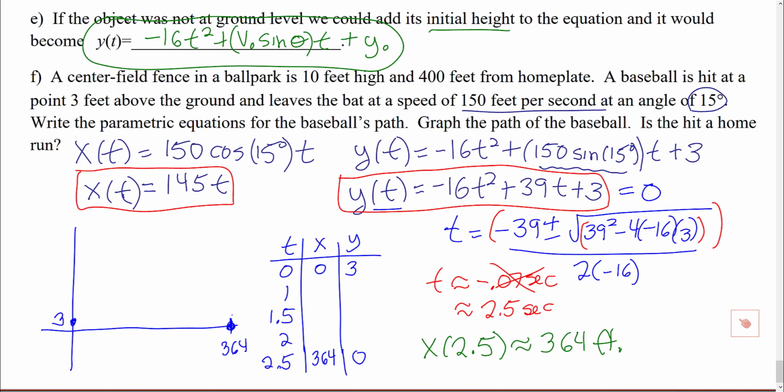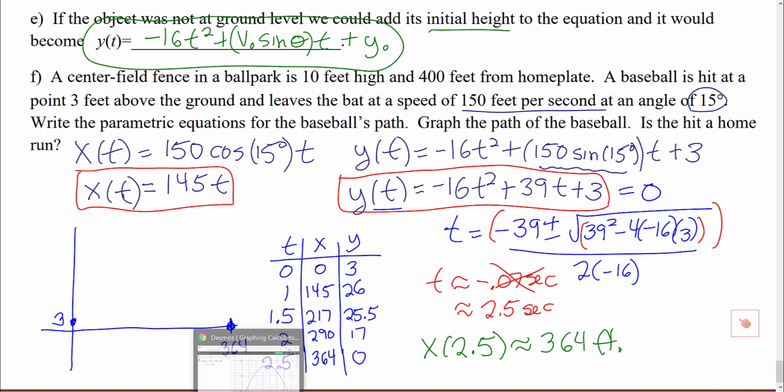Okay, so if we put 1 in for t, for x, we get 145. And if we put 1 in for y, rounding to the nearest, we get 26. Okay, if we put 1.5 in, we get 217 for the horizontal distance, and we get about 25.5 for the vertical distance. If we put 2 in, we get 290, and we get 17. So we could plot these points so that we could get a sketch of this parabola.